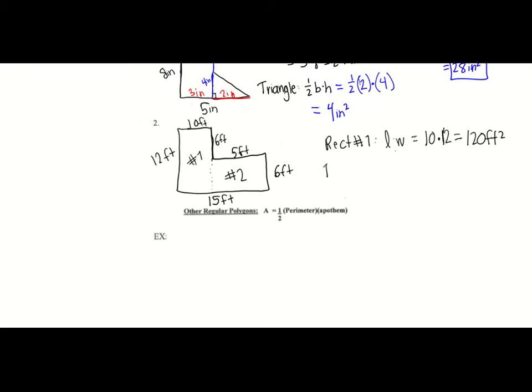Then for my second rectangle, I still have the same formula, length times width for my area, but now I have a different length. I have 5 and 6. And that gives me 5 times 6 is 30 feet squared. Now I can add those two together. 120 plus 30 gives me 150 feet squared total for my entire polygon.